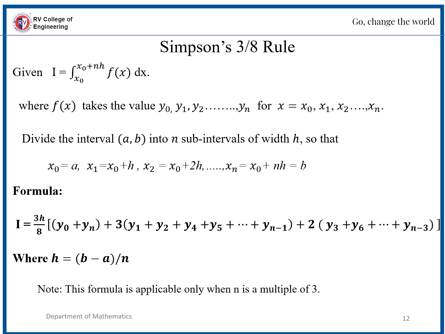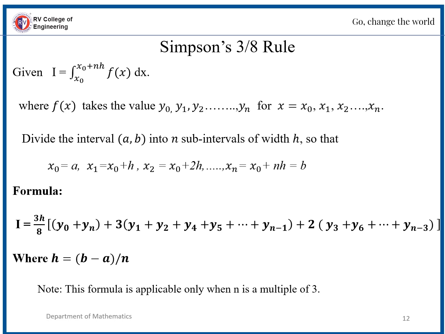So Simpson's 3/8 rule formula will be I is equal to 3h by 8 times of y0 plus yn plus 3 times of y1 plus y2 plus y4 plus y5 and so on to yn minus 1, plus 2 times of y3 plus y6 and so on to yn minus 3, where h is b minus a by n.